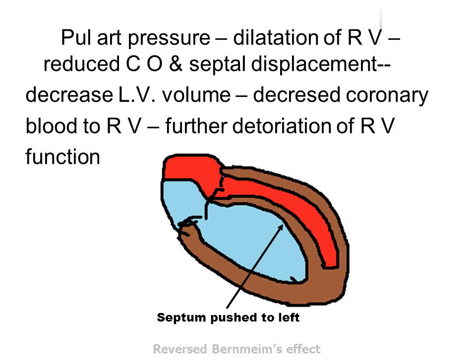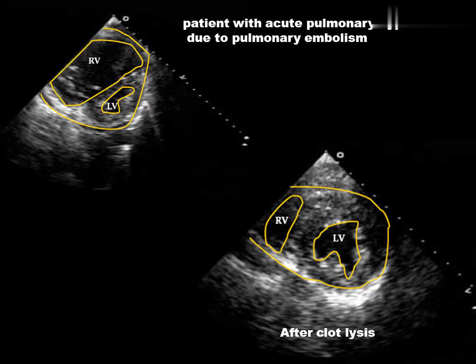Decreased LV volume, decreased coronary blood to RV, further deterioration of RV function. Pulmonary pressure rises, with dilatation of RV, reduced CO and septal displacement. The septum is pushed to the left. Reversed Bernheim effect is seen in a patient with acute pulmonary hypertension due to pulmonary embolism, after clot lysis.